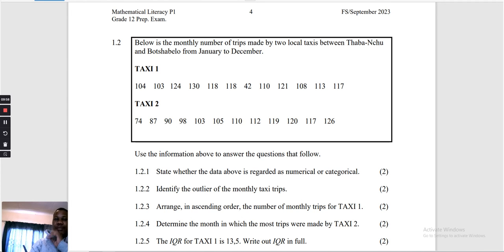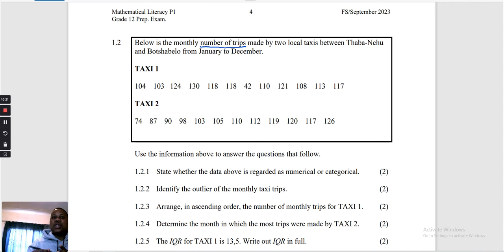They are talking about from January to December. Okay, so let's start now. They say state whether the data above is regarded as numerical or categorical. Now let's talk about this. What they're talking about here is the number of trips.